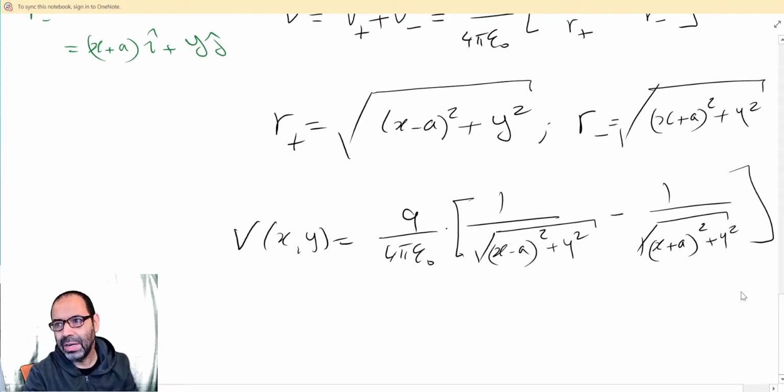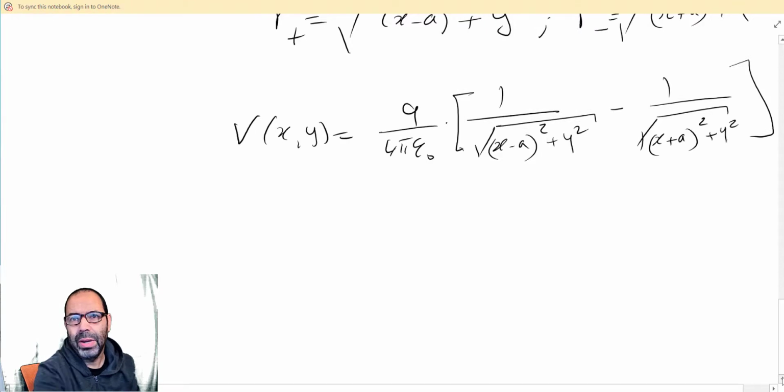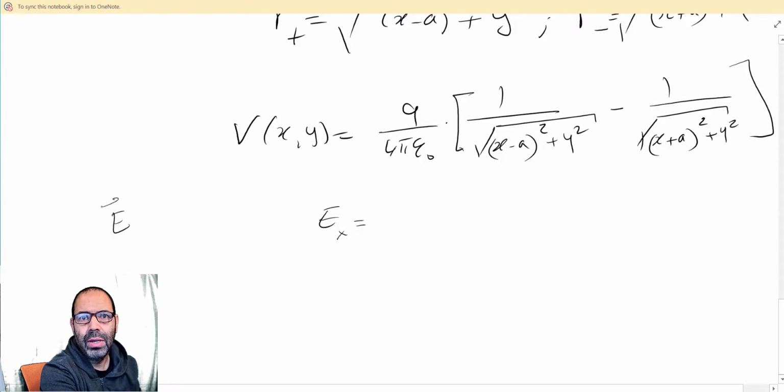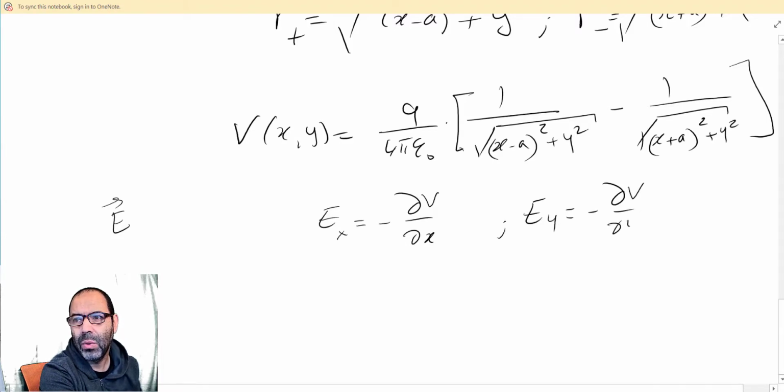Now, if you want to find the electric field in space, you can do the following. E is a vector, by the way, so its Ex is going to be negative dV with respect to x. So imagine with me you can do this derivative with a proper sign. And then Ey, you can do the same thing, which is minus dV over dy.